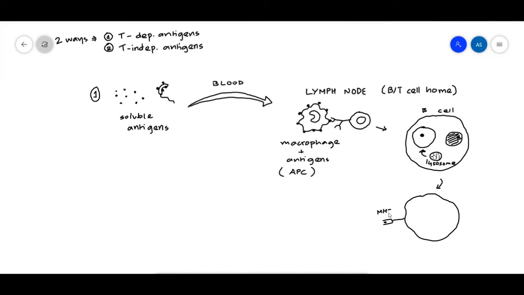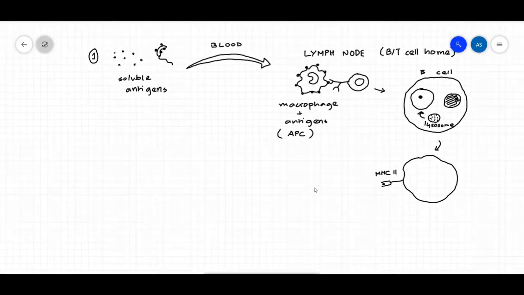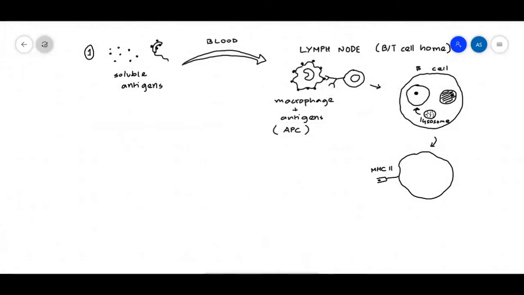So this is an MHC2 molecule. Now, this might seem a bit complicated, but bear with me. An MHC molecule is something that is used for antigen presentation. In this case, we have the class 2 MHC molecule, and that's because the class 2 MHC molecules are going to attract T helper cells to come and bind to it.